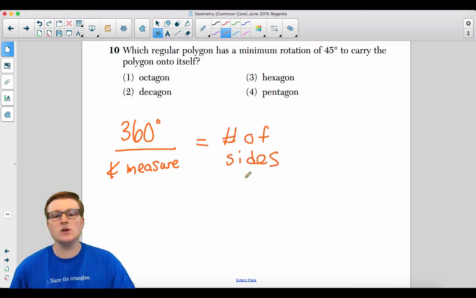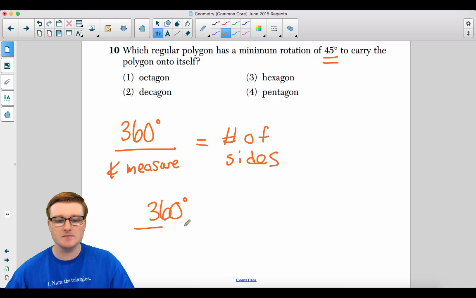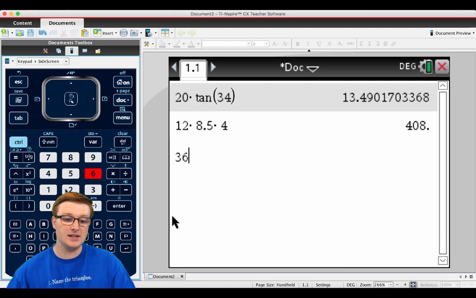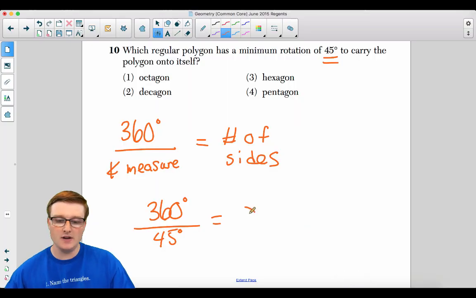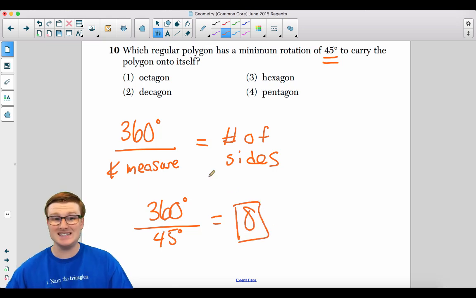So, it's saying which regular polygon has a minimum rotation of 45 degrees. Well, take 360 degrees, divide that by 45 degrees, and you get your number of sides. 360 divided by 45, that's going to be 8. The only figure that has 8 sides is going to be an octagon, so that will be choice 1.